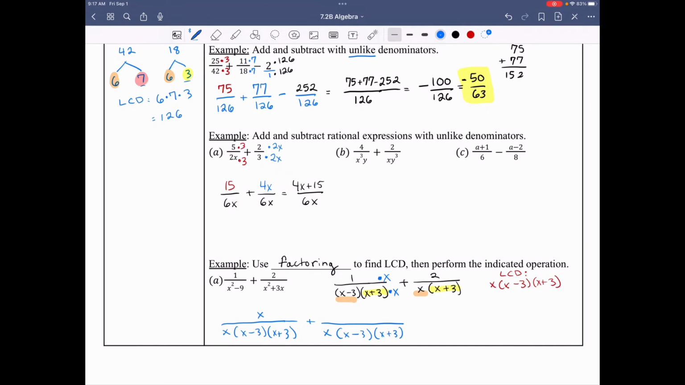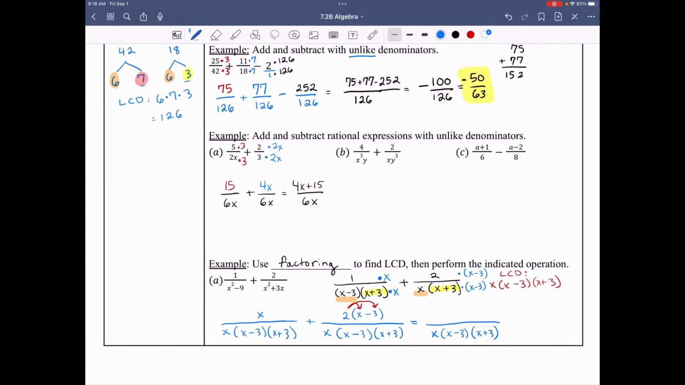And then on the second term, we have x, parentheses x plus 3. We also need an x minus 3 to have a common denominator. So we multiply the numerator and the denominator by x minus 3. So then we have 2 times x minus 3. To be able to add and simplify here, we have to distribute that 2 out. I didn't make you do that on our last class because it wasn't necessary for what we were doing, but we are going to distribute out here. So then our common denominator is x, x minus 3, x plus 3.